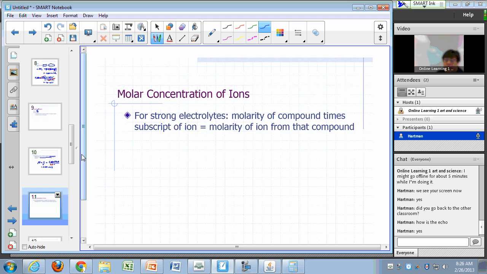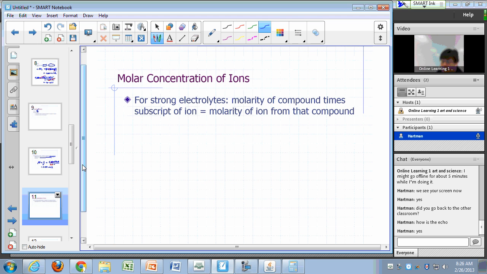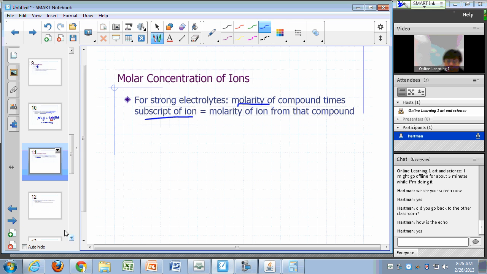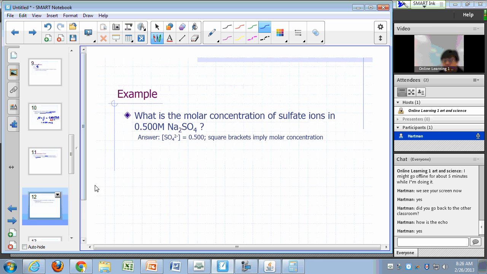What if you want to know the molar concentration of ions? Then whatever the molarity of the compound is, you just multiply it by the subscript of the ion. That will give you the molarity of the ion for that compound. Okay, so example. You have 0.500 moles per liter of sodium sulfate. What's the molar concentration of sulfate ions? So you would say, okay, concentration of sulfate ions.